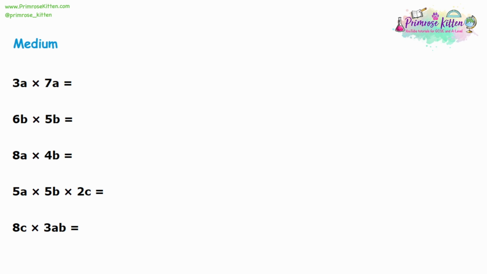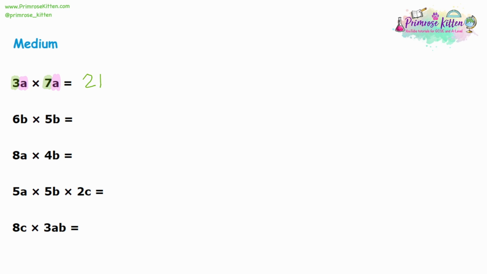So what do we do here? Well, we're going to separate this up into a number section and a letter section. So looking at question 1, we've got the number 3 and we've got the number 7, and then we've got the letter A and another letter A. And we'll deal with these separately. So let's look at the numbers in green first. That would read 3 times 7, and 3 times 7 is 21.